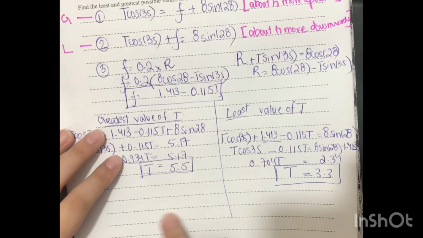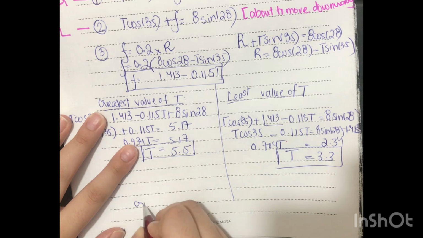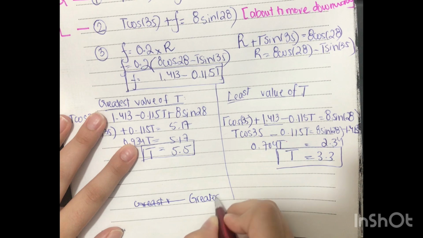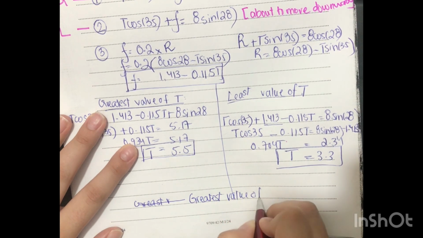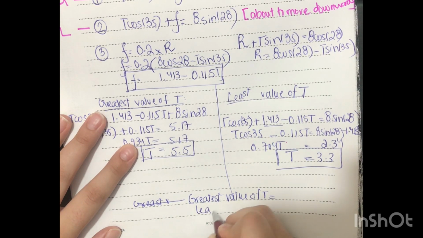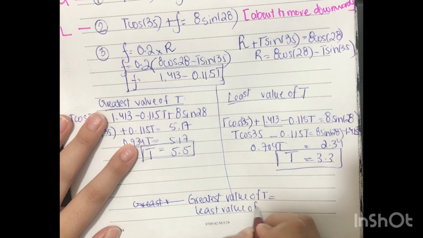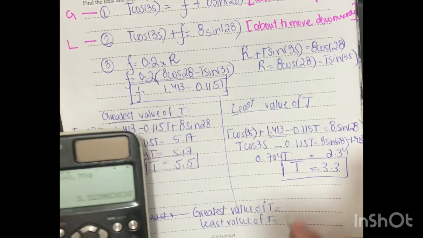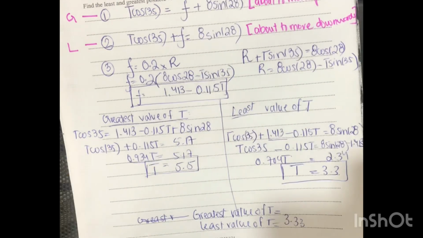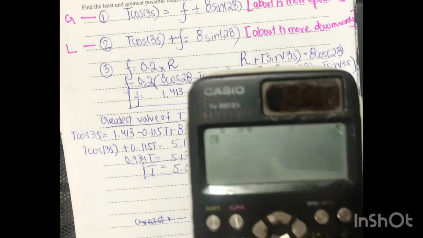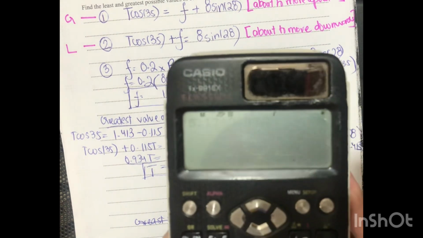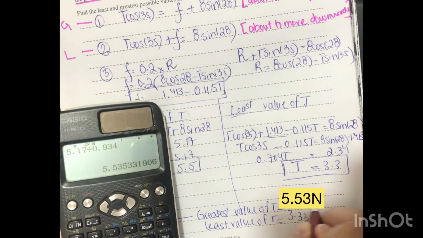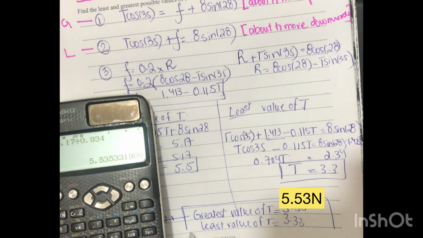So we'll write the final statement over here. The greatest value of t, sorry, this is the wrong spelling. So the greatest value of t is equal to, and the least value of t. We are to round it off to 3 significant figures, so this will become 3.33. And for this, 5.17 divided by 0.934 is 5.55. This will become 5.55. So this is the end of question number 5.